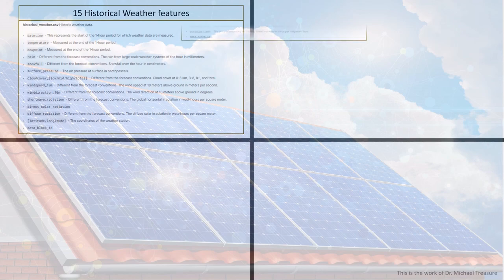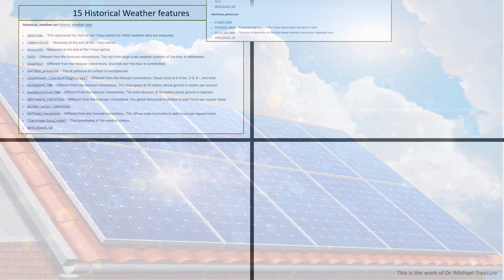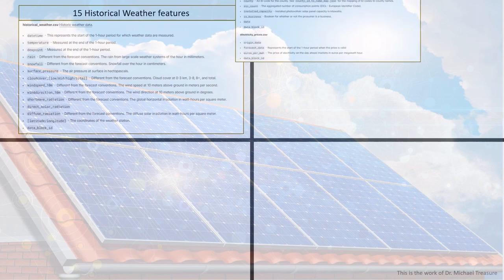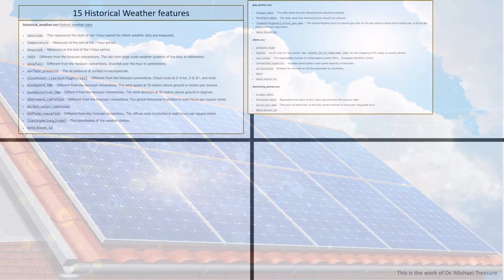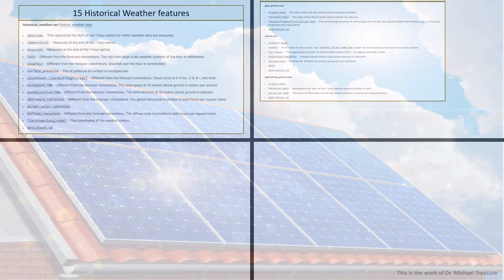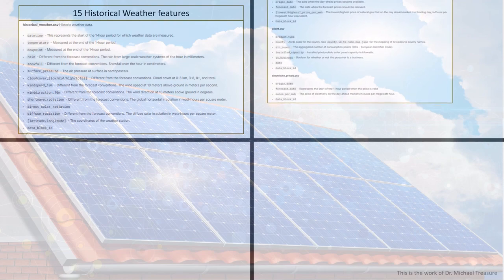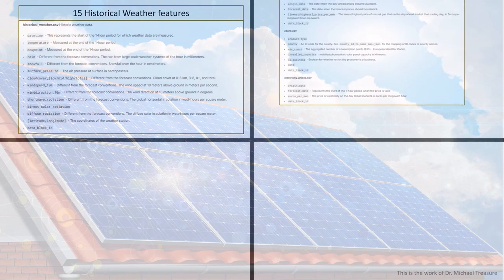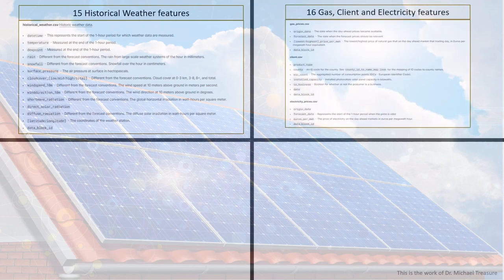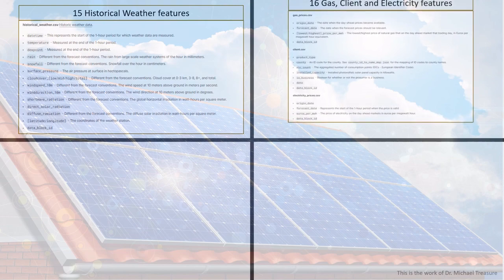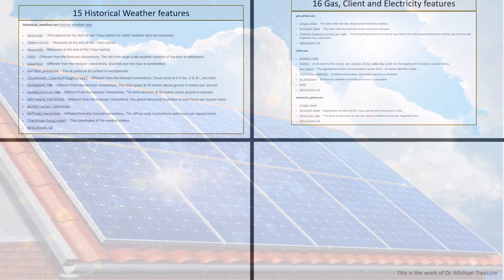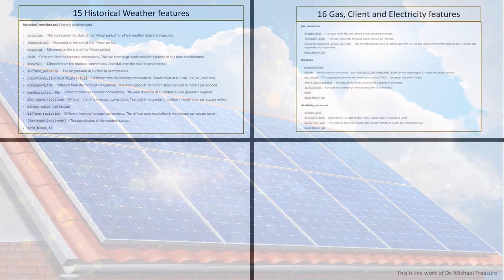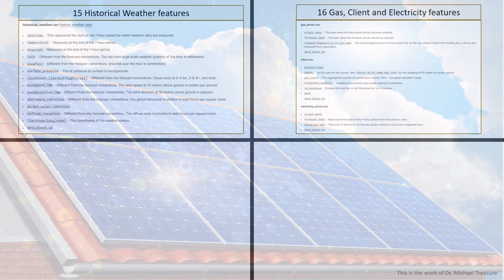Bucket 2. In this bucket there are features related to the following: gas, client, and electricity. Some of these categories of features include gas prices, low and high prices. Electricity, low and high prices. Client, relating to installed capacity, county, consumption type, customer type, and dates of occurrences of the features as mentioned in this bucket.